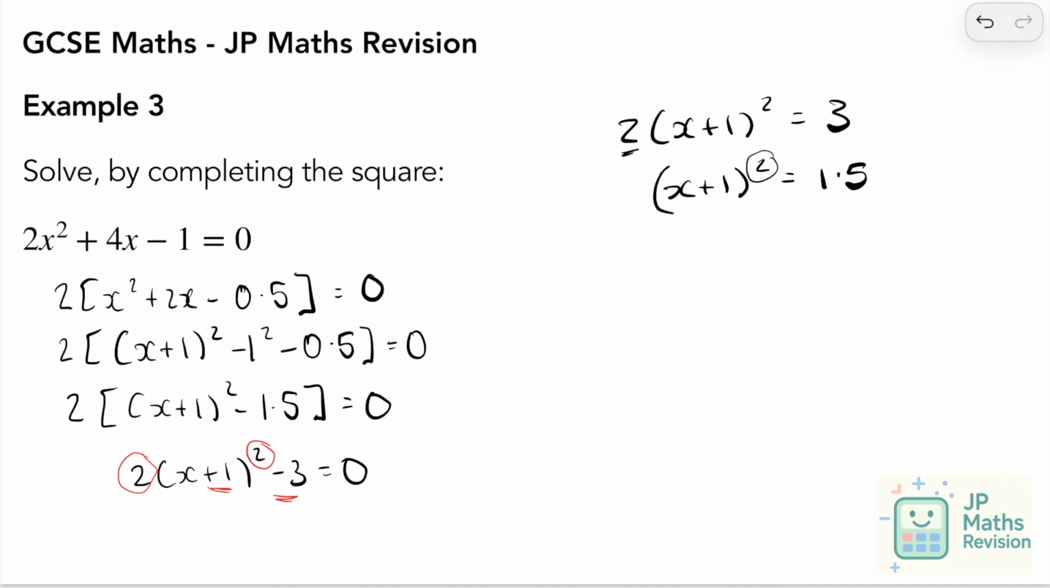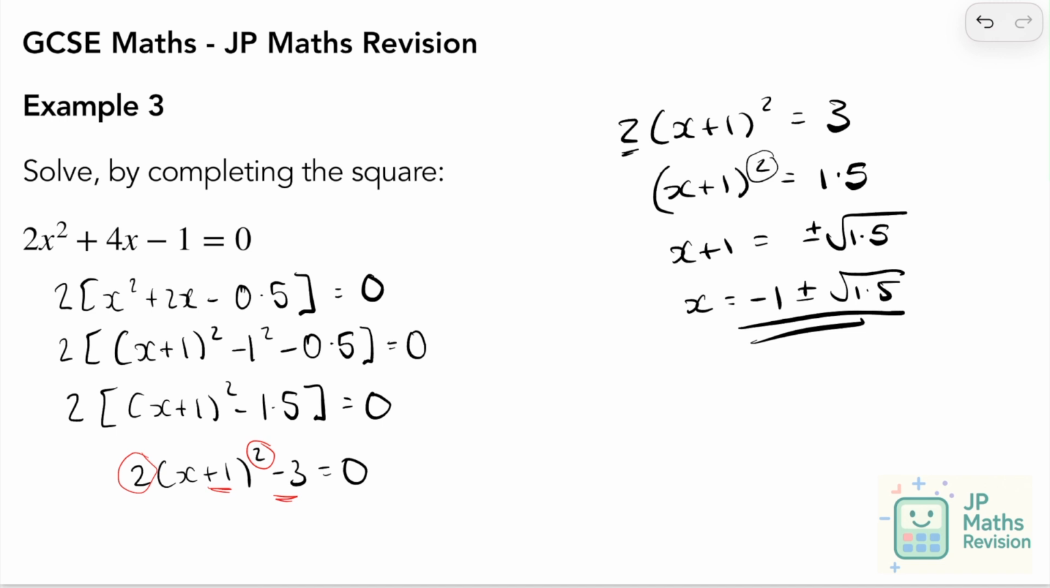To get rid of the squared, we square root. So x + 1 = ± √1.5. And then to get rid of the plus 1, we minus 1, so it's going to be -1 ± √1.5. And we can just leave our answer like that.